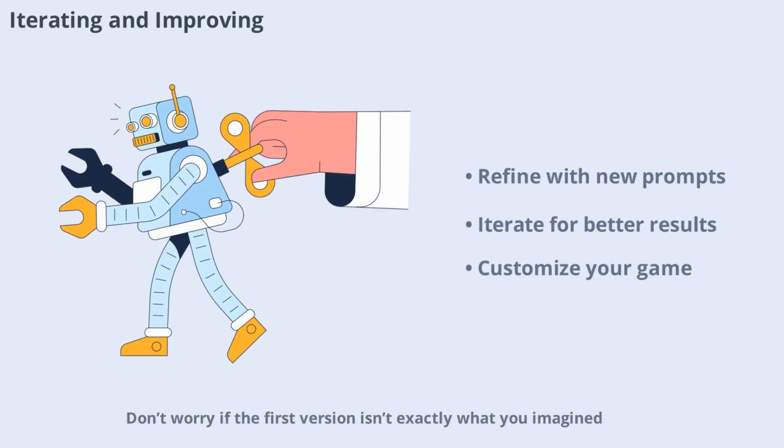Don't worry if the first version isn't exactly what you imagined. AI models generate slightly different results each time, so you can adjust your prompt and try again. Experiment with new instructions to refine your game's look, feel, and mechanics. This iterative process lets you gradually shape your game, learning what works best and making improvements along the way. Each attempt brings you closer to your ideal game.